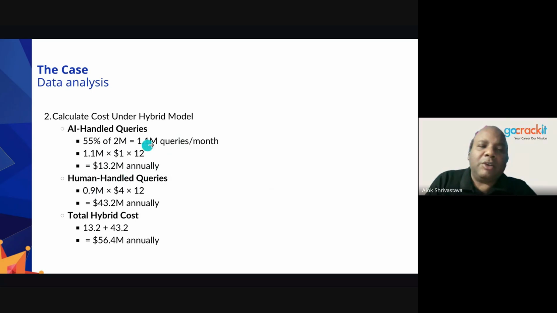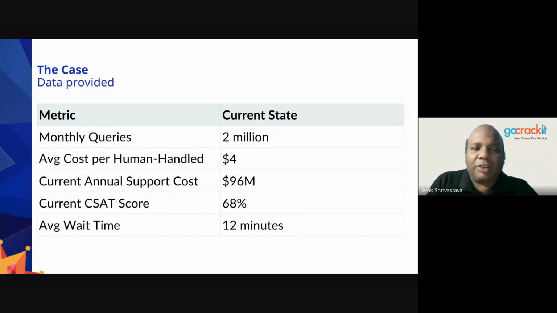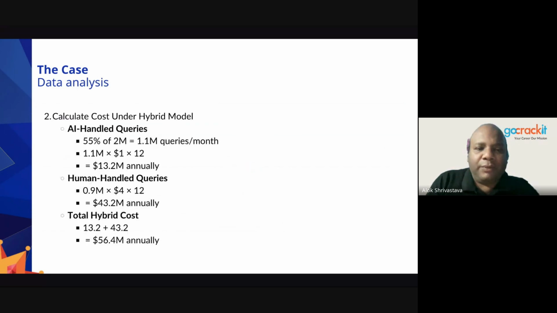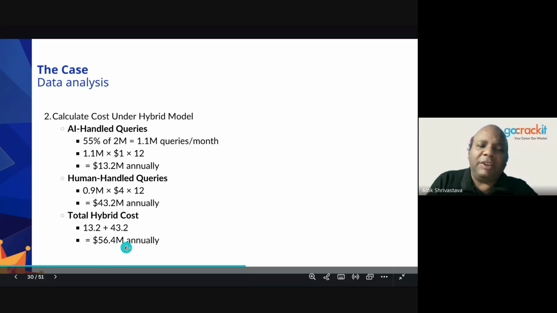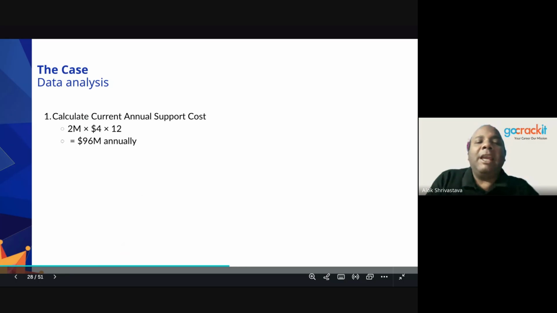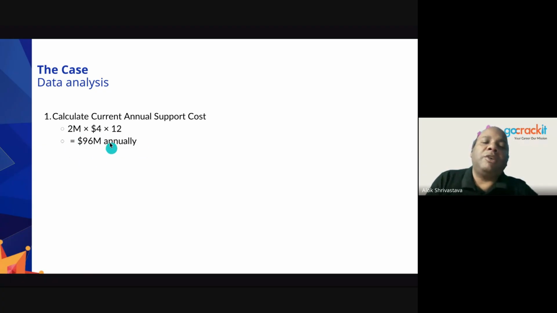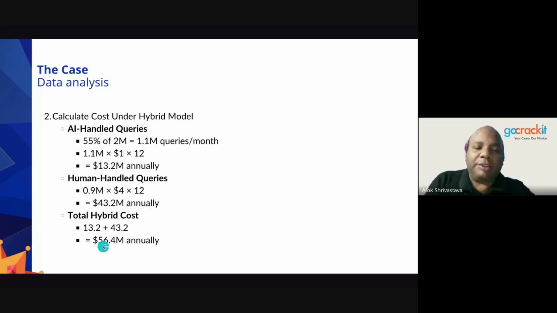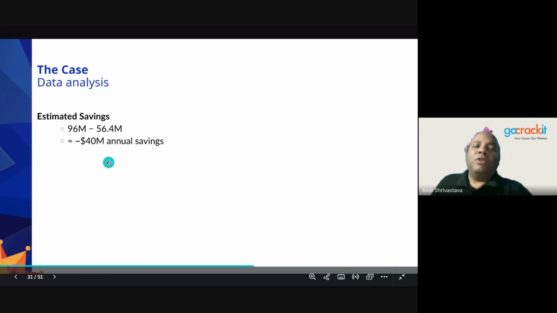Human handled queries: you have 2 million queries, 1.1 million per month are being handled by AI, so human will be 0.9 million. Now human is $4 per query. The cost of human handling the query is $4, so $4 into 0.9 million into 12 gives 43.2 million. So total hybrid cost is 56.4 million. Your cost with only human query resolution was 96 million. Your hybrid cost is 56 million, which is almost 40 million in savings.